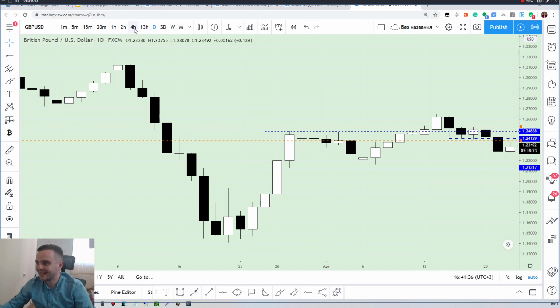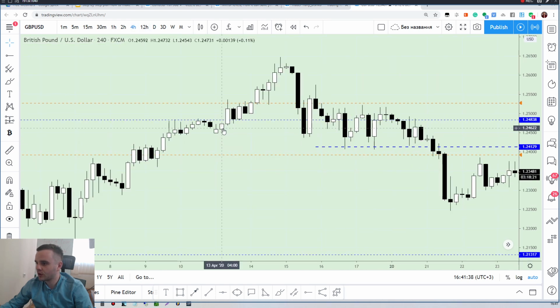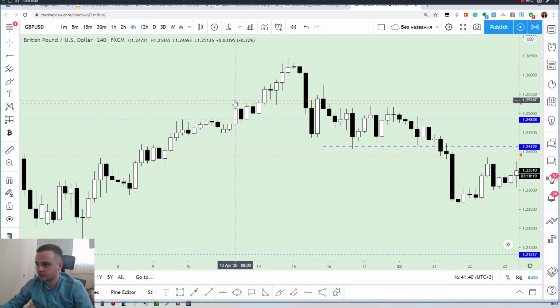And after that, take a look. The price broke up this key level. Take a look, broke up. And this resistance became a support. After the breakout, this resistance became a support. And after pullback, at this key level, I open entry.